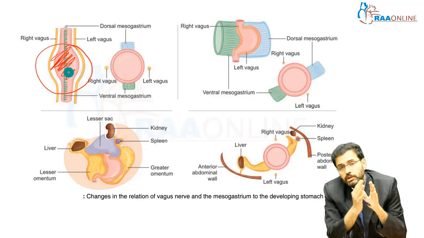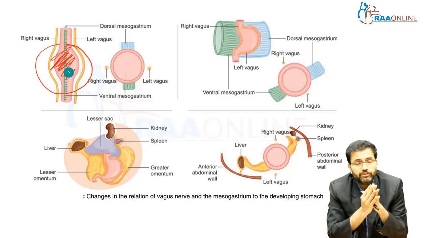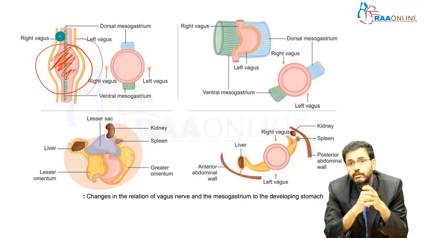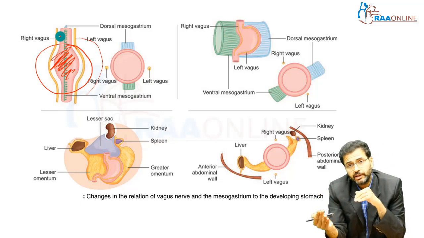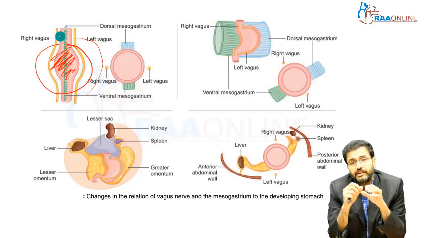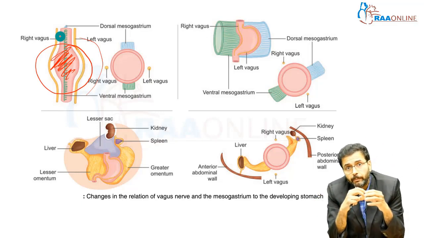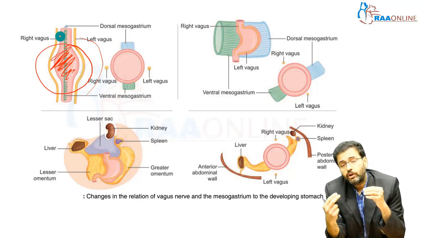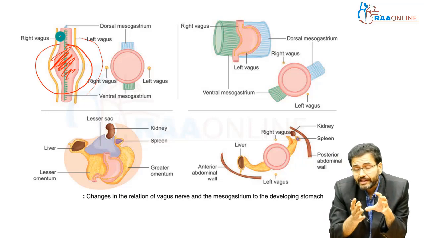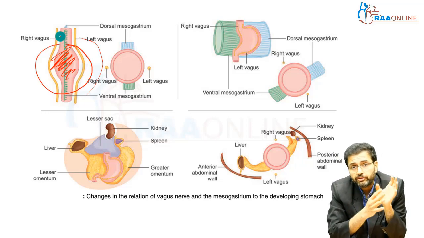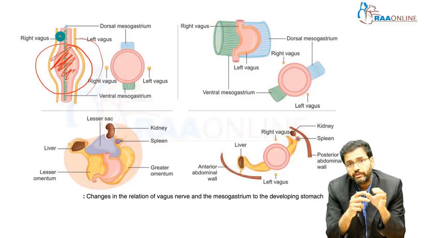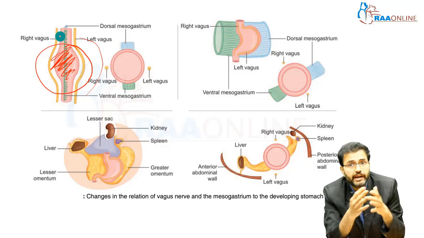Now, the dorsal mesogastrium, which extends from the posterior surface of the developing stomach right up till the retroperitoneum, again is divided into two parts by the developing spleen. So, the portion of the dorsal mesogastrium between the spleen and the stomach forms the gastrosplenic ligament, whereas the portion of the dorsal mesogastrium between the spleen and the retroperitoneum forms the lienorenal ligament.